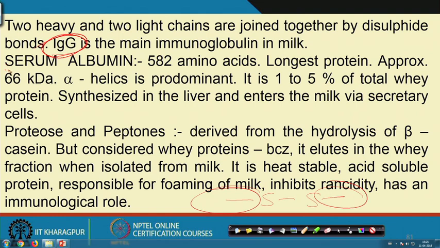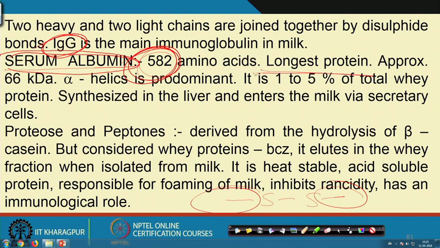And then another protein called serum albumin. I hope this serum we have defined earlier and I am not going to repeat. Serum albumin has 582 amino acids and is the longest protein, because up till now we have seen around 150. Now, here it is 582, almost 600, so 3 to 4 times. So, it is the longest protein, approximately 66 kilodalton is the molecular mass, right?